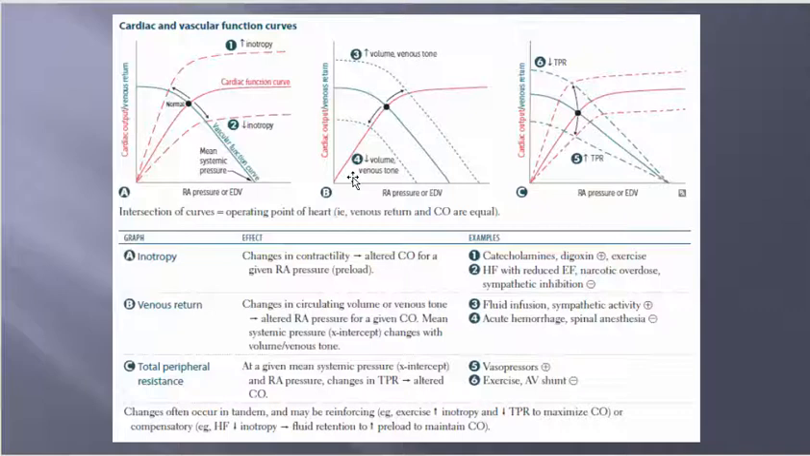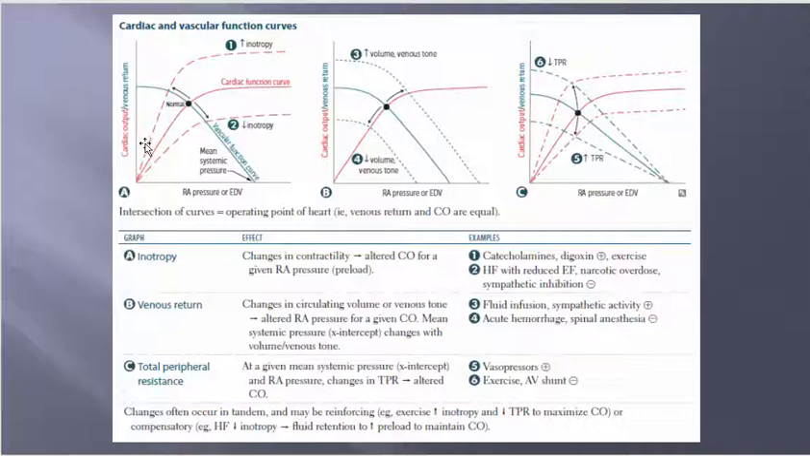Here's another way to look at the graphs: cardiac and vascular function curves. You'll notice here inotropy, which is changes in contractility, alters cardiac output for a given pressure. Examples: catecholamines, digoxin, heart failure with reduced ejection fraction, narcotic overdose, sympathetic inhibition.